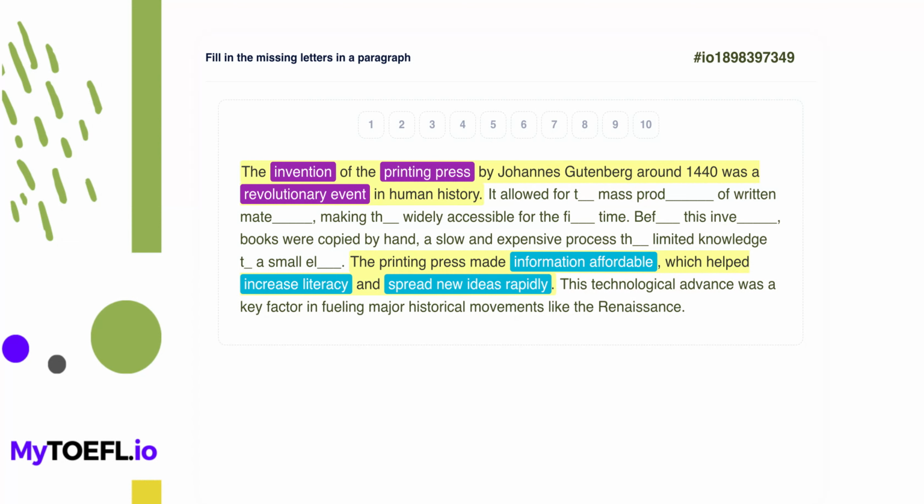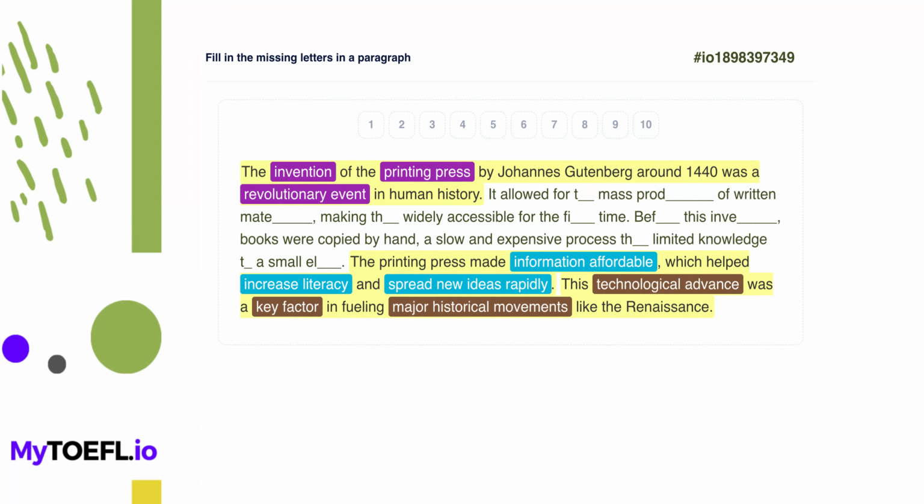Let us turn to the fifth and final sentence, which sums up the historical impact. This technological advance was a key factor in fueling major historical movements like the Renaissance. This concluding sentence connects the invention to a bigger picture. It calls the press a technological advance and notes it was a key factor in starting big changes. Specifically, it mentions major historical movements, such as the Renaissance. This confirms the revolutionary nature mentioned at the start.